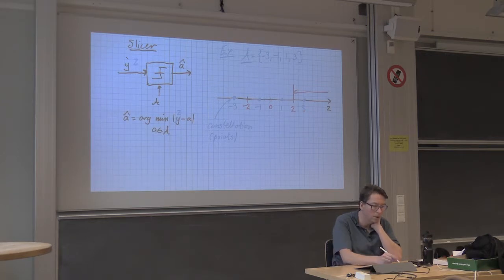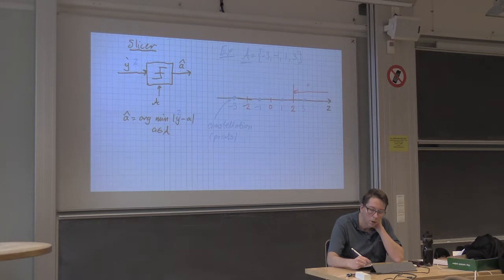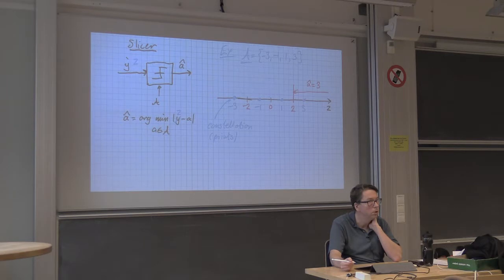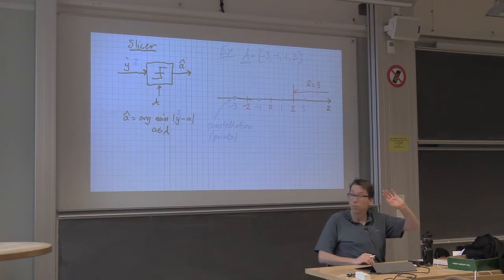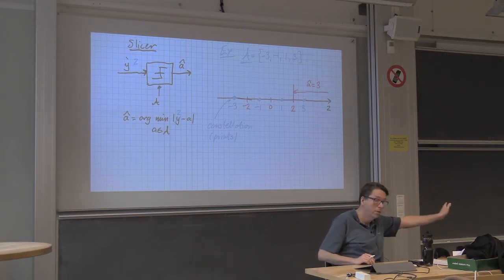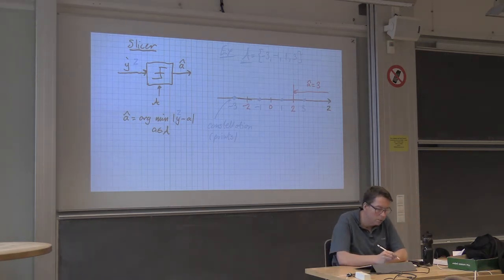So in this part, we know that A hat should be equal to what? What should A hat be? 3, exactly. Good. So then we know what's going to happen to all points which are on this part. It extends out to infinity. Okay, so we continue.